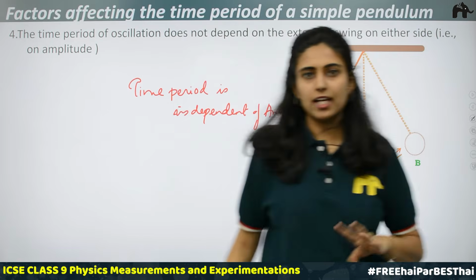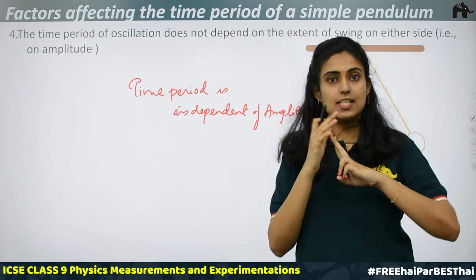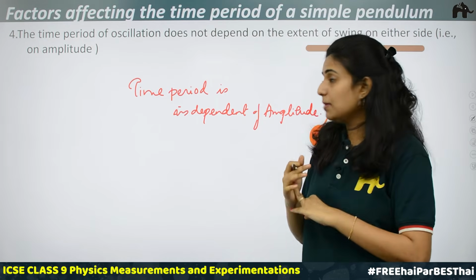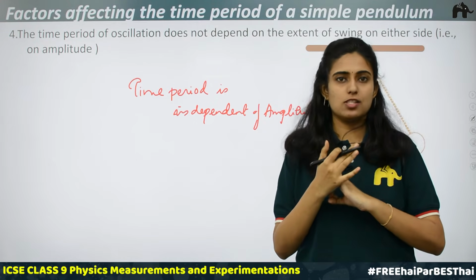These are the 4 factors, of which on 2 factors the time period is dependent. They are length and acceleration due to gravity. The time period is independent of amplitude and the mass of the pendulum.